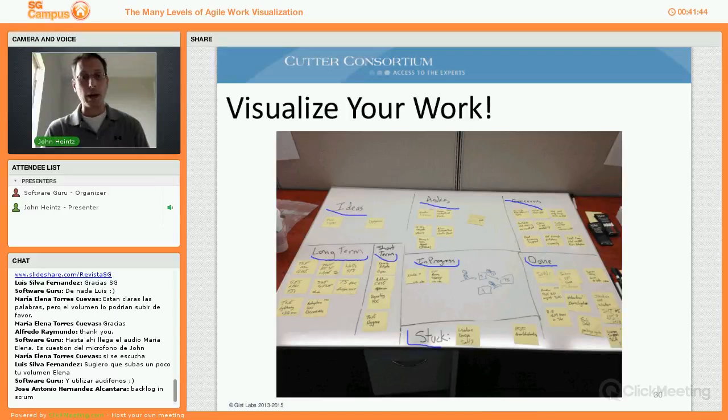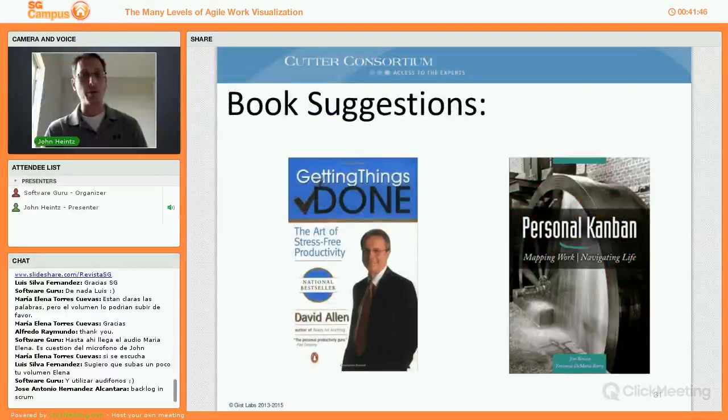More references that back up this personal visualization of work include two books that I would recommend on the topic. One is Getting Things Done by David Allen, and the other is Personal Kanban by Jim Benson. Both of these books are very useful tools for understanding how we do work, as well as being able to show and visualize it so that others can understand what we're doing and also have feedback on that work.